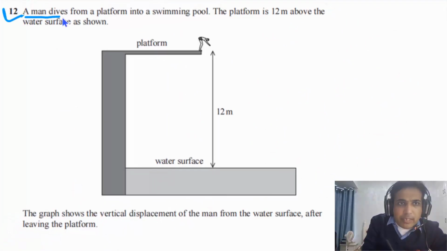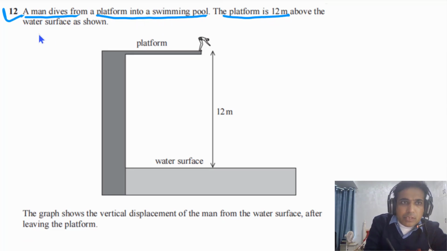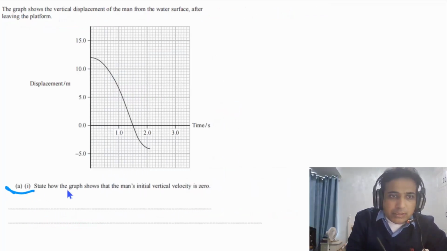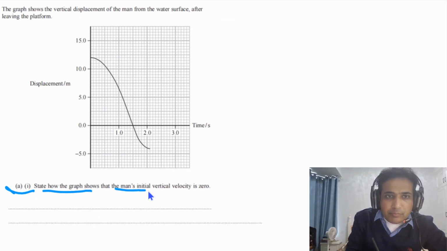Question 12 says a man dives from a platform into a swimming pool. The platform is 12 meters above the water surface as shown in the figure. So this is 12 meters above the surface of water. Question A says state how the graph shows that the man's initial vertical velocity is 0.